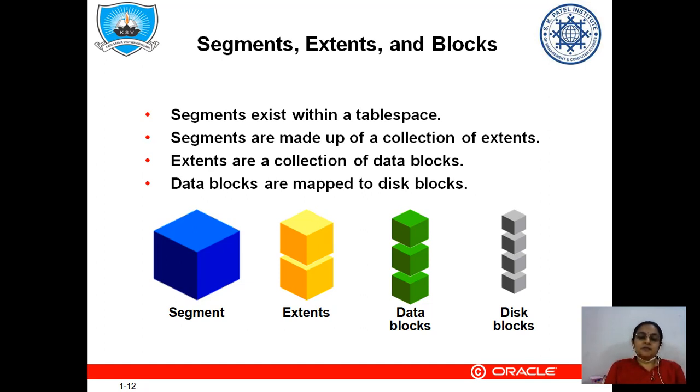In the same way, data in the database exists on a hard disk, in the smallest unit of memory, that is the disk block. When we have multiple disk blocks together, from the operating system point of view, all these disk blocks are related to the database data blocks. So it is again a memory collection. All data blocks together represent the extent.